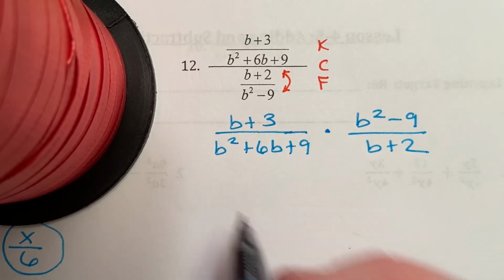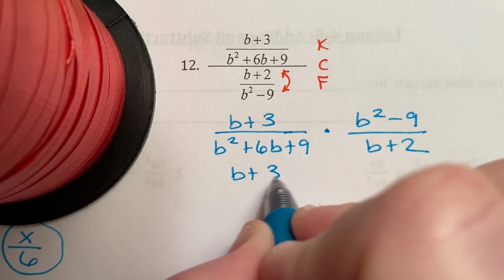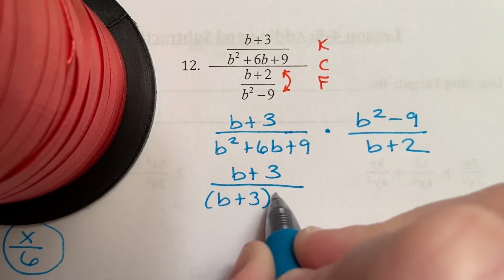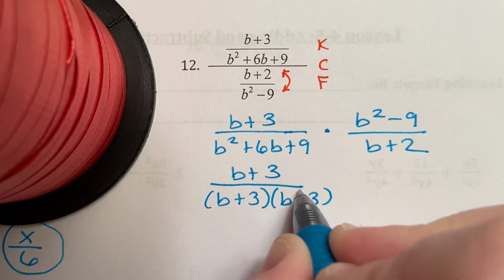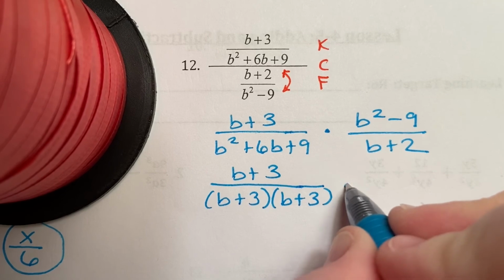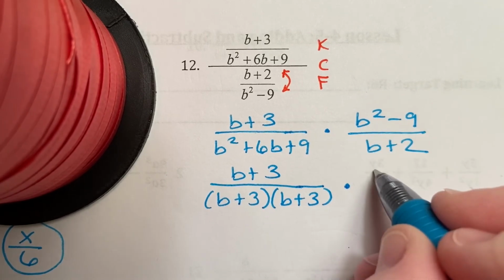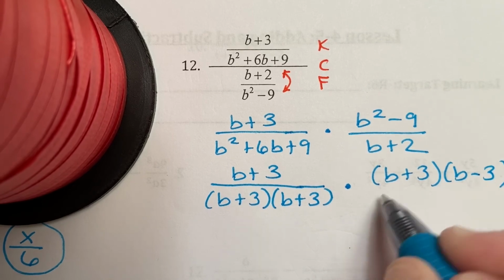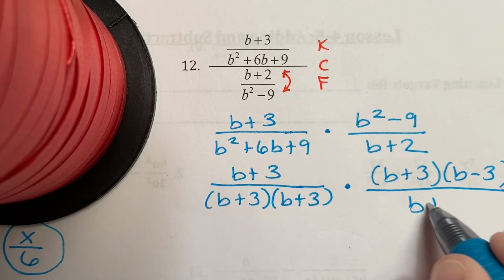So I'm going to go ahead and factor. So b plus 3 stays the same. The denominator would be b plus 3 times b plus 3, because 3 times 3 is 9 and adds to give me 6. The numerator here is a difference of squares, so b plus 3 and b minus 3. The denominator stays b plus 2.